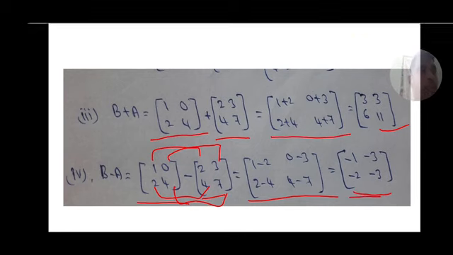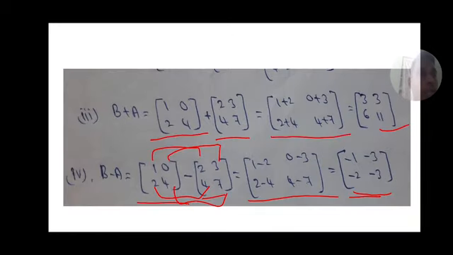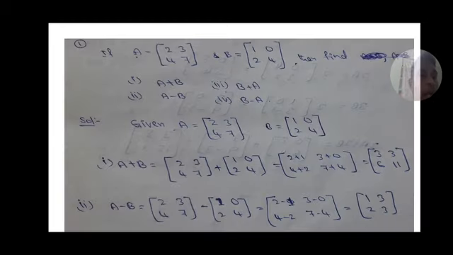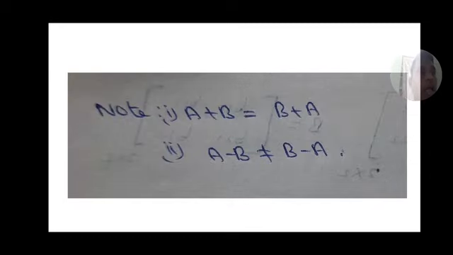If you observe, A plus B is 3, 3, 6, 11. B plus A is also 3, 3, 6, 11, which means the two matrices are equal. And A minus B is 1, 3, 2, 3, while B minus A is minus 1, minus 3, minus 2, minus 3, which means they are not equal. That is, A plus B equals B plus A, and A minus B is not equal to B minus A. Okay.